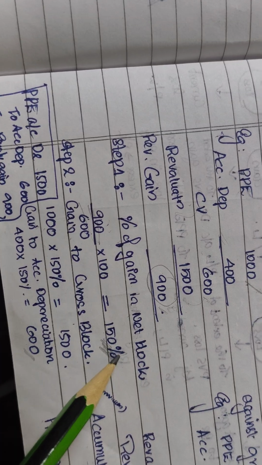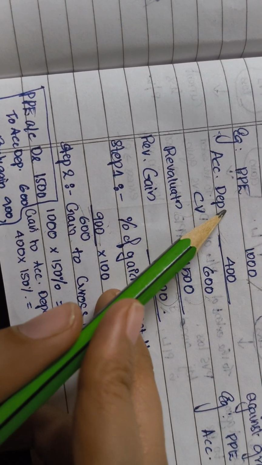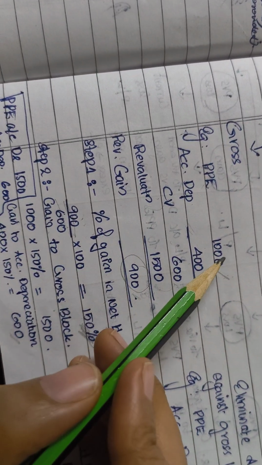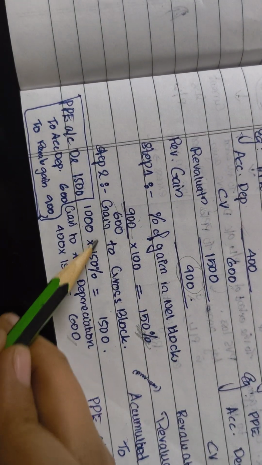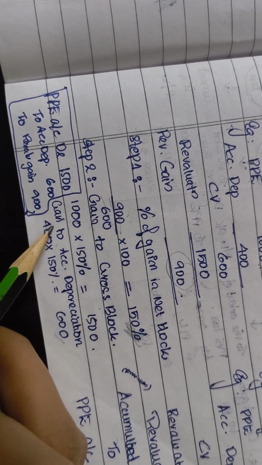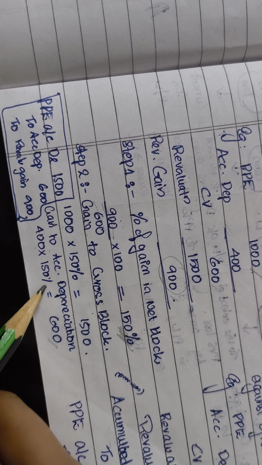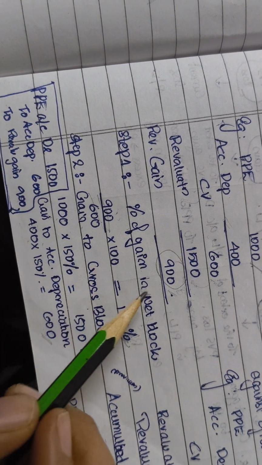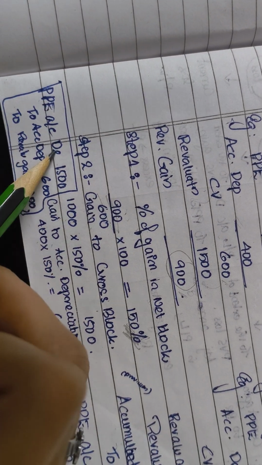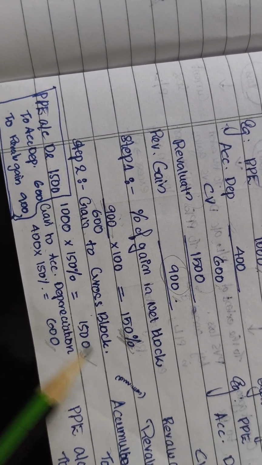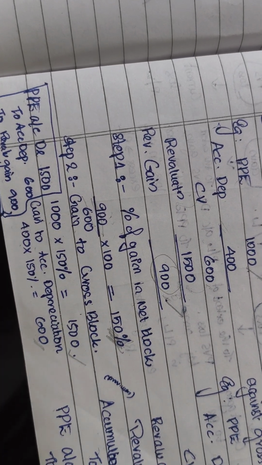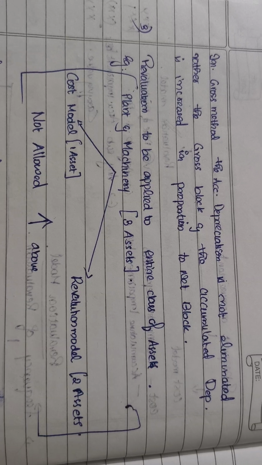So we have to proportion it to the accumulated depreciation and gross block. We are proportionate to the gross block, 1000 into 150 percentage, 1500, and accumulated depreciation is 400 into 150 percentage. We are proportionate to the net block. So PP account debit 1500, to revaluation gain 900, to accumulated depreciation 600. That's the gross method and net method.